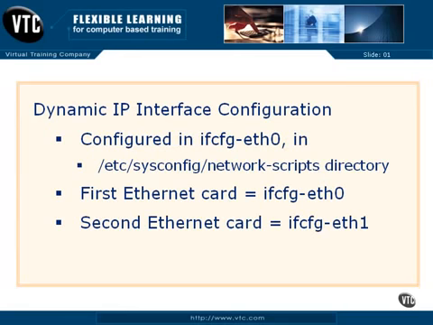If you're configuring the first Ethernet card, the configuration file is ifcfg-eth0. Other network cards would have slightly different names. For example, the second Ethernet card would be ifcfg-eth1. The first telephone modem would be ifcfg-ppp0.